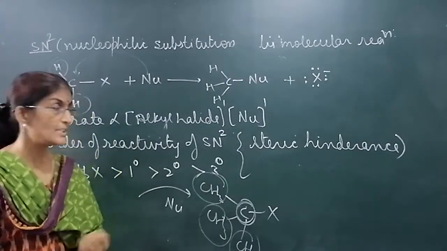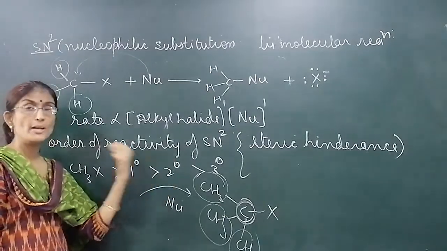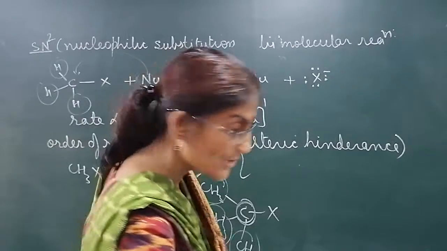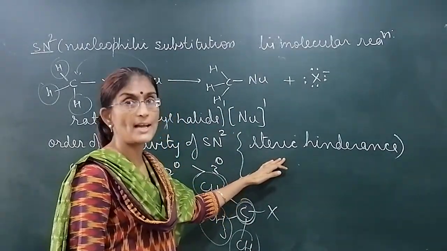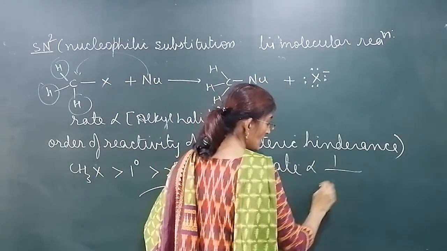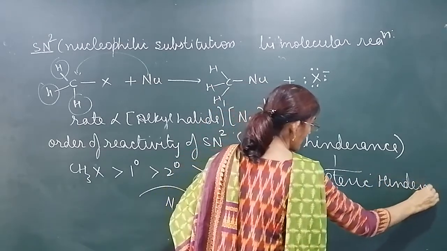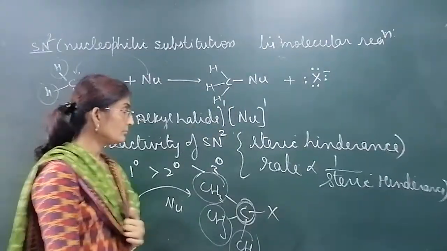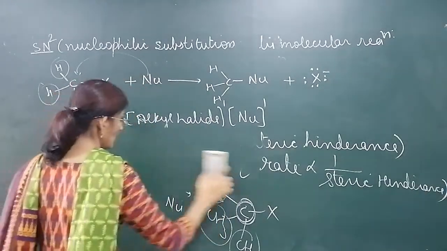So what is the order of reactivity? Methyl will react faster. After that 1 degree, then 2 degree and then 3 degree alkyl halides. So the order of reactivity depends on steric hindrance. The more the steric hindrance, the lower the reactivity. So the rate of reaction is inversely proportional to the steric hindrance. The more the steric hindrance, the lower the rate of reaction. Clear?